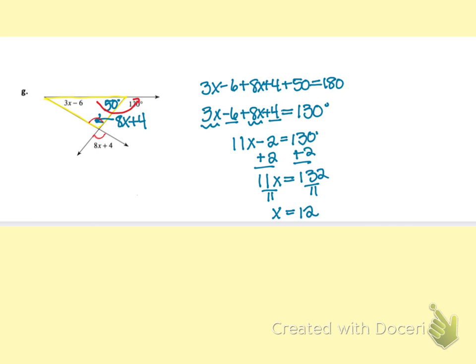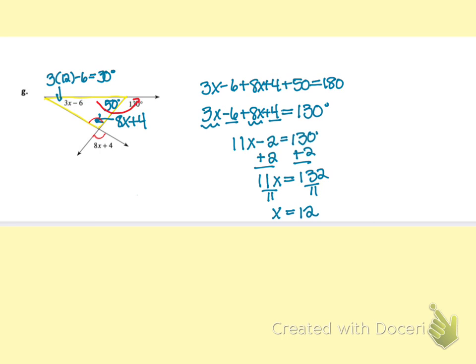And again, they don't ask for this, but you could take that 12, plug it back in, and find these angle measures. For instance, this angle right here would be 3 times 12 minus 6, which is 36 minus 6, or 30 degrees, and so on. Okay? All right. So that's a pretty good start for the triangle sum theorem.